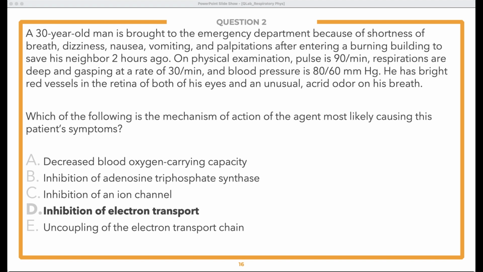So when we think about cyanide poisoning, how does cyanide work? Well, we've heard it before, it's a poison to our body. But how is it a poison? That's the level we need to understand it at. It inhibits the electron transport chain. So what does that mean?